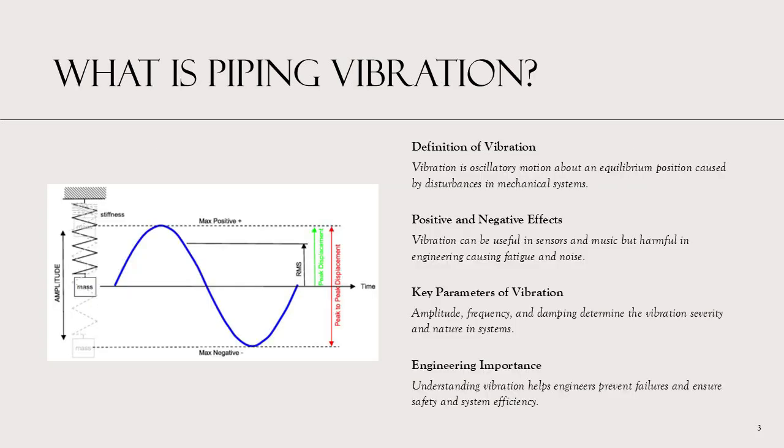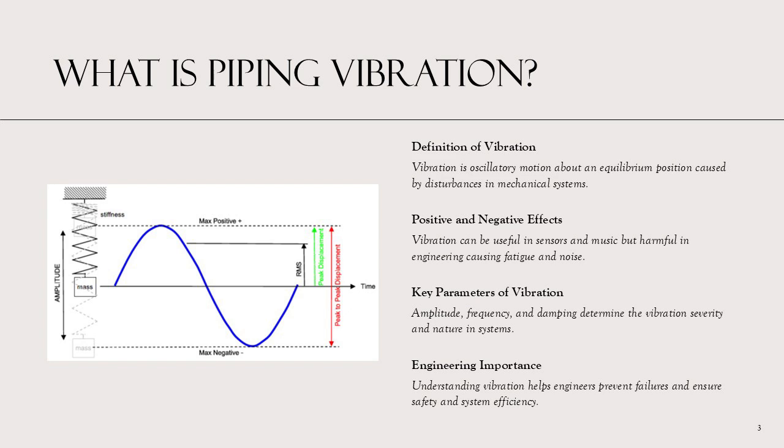Vibration is defined as an oscillatory motion about an equilibrium position and is a common phenomenon in mechanical and structural systems. It occurs when a system experiences a disturbance and then oscillates due to its inherent properties of mass and stiffness. Vibration can be beneficial in certain applications, such as in musical instruments or vibration-based sensors, but in engineering systems, uncontrolled vibration often leads to detrimental effects. These include fatigue failures, noise issues, and reduced operational efficiency.